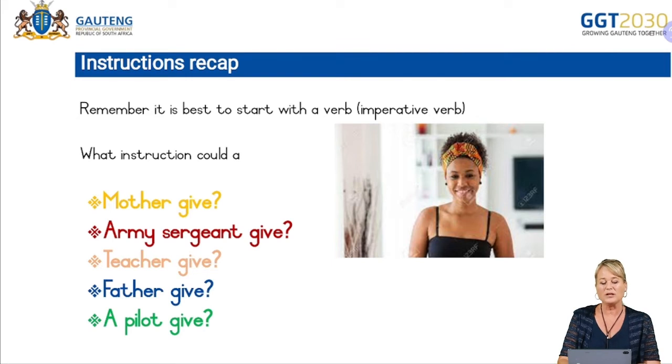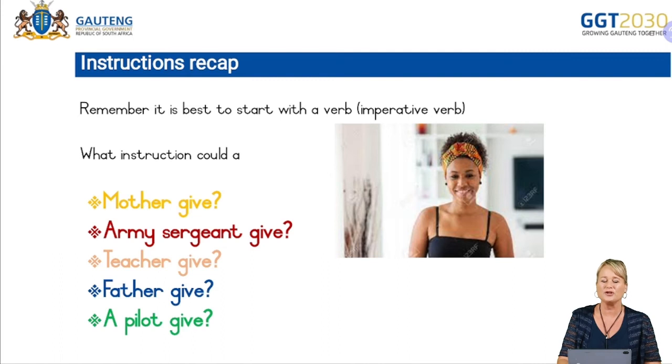Let's have a look at what kind of instruction a mother could give. What kind of instructions does your mother give you? Perhaps she could say, come to the room and speak to me, or take the pets outside, or cook some food for us, or clean up your room. Each one starting with an imperative verb. And what about that army sergeant? What could he say? He could say, march forward, stop, stand up, clean out your tent.